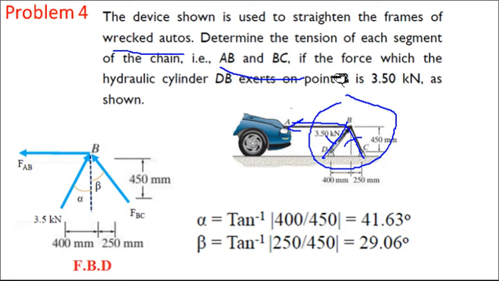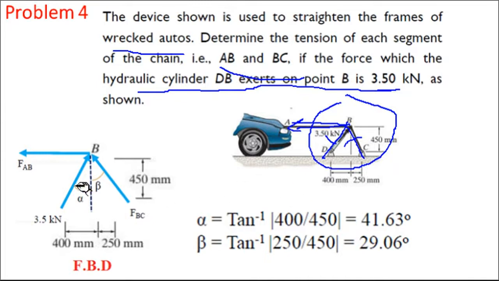That is EB and BC. If the force which hydraulic cylinder DB exerts at point B is 3.5 kilonewton, यानी कि force EB दिया हुआ है कि 3.5 kilonewton. Okay, so F EB is 3.5 kilonewton. So first of all, find out these angles.